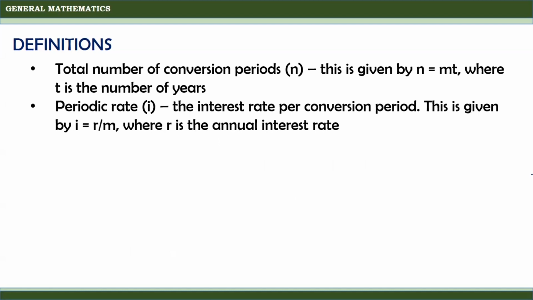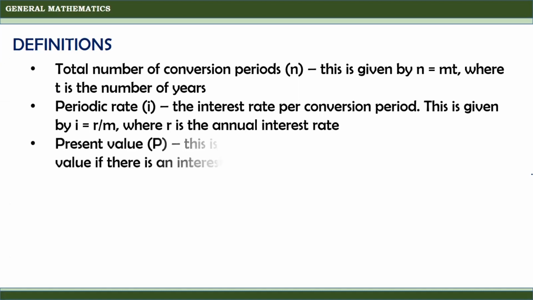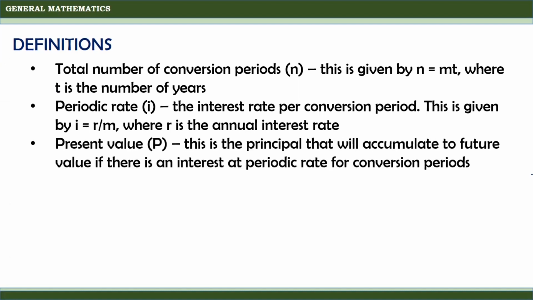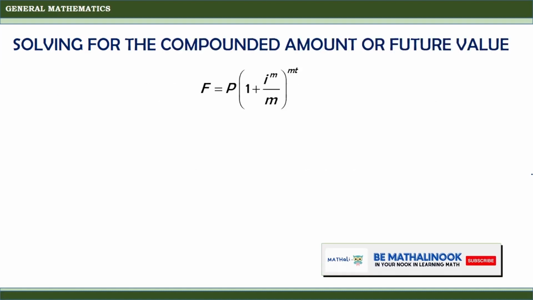Periodic rate, represented by i, is the interest rate per conversion period. This is given by i equals j divided by m, where j is the annual interest rate. Present value, represented by P, is the principal that will accumulate to the future value if there is an interest at periodic rate i for n conversion periods. Let us discuss how to solve for the compounded amount or future value.